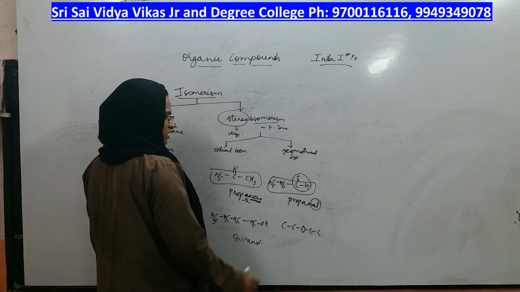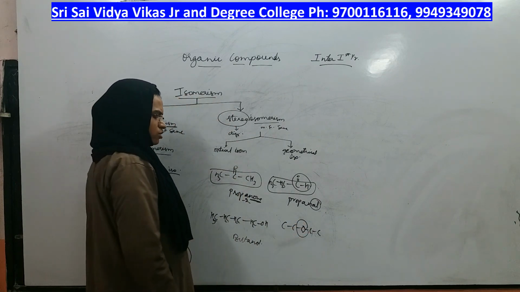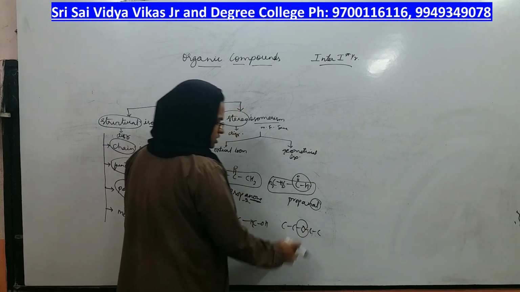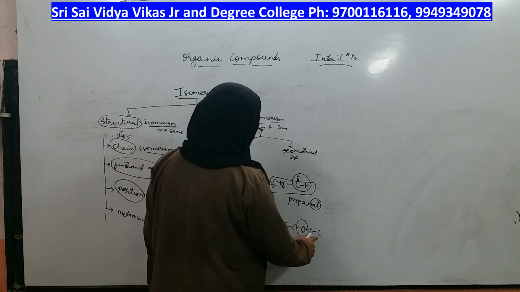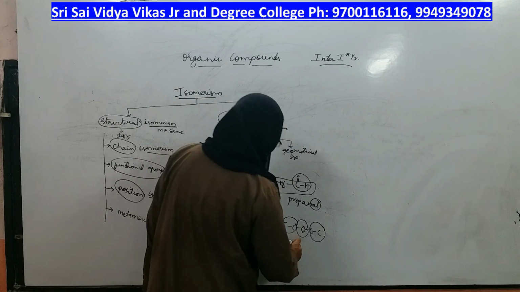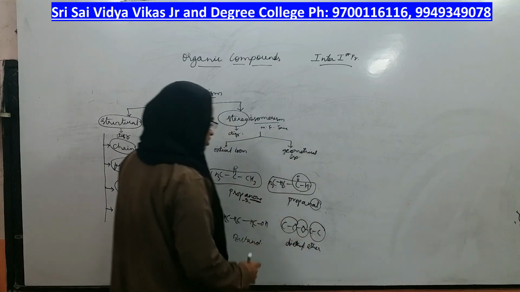But what is the functional group here? It is ether. If ether is the functional group, its name should not be butane, because the 4 carbons are not side by side, oxygen is coming in between. What is the name of this ether? Ethyl, ethyl. Ethyl on one side, ethyl on another side. So the name becomes diethyl ether.